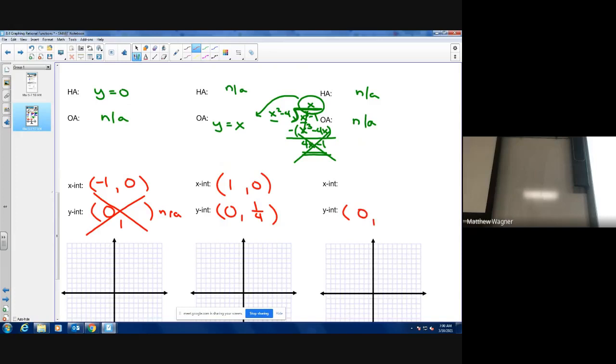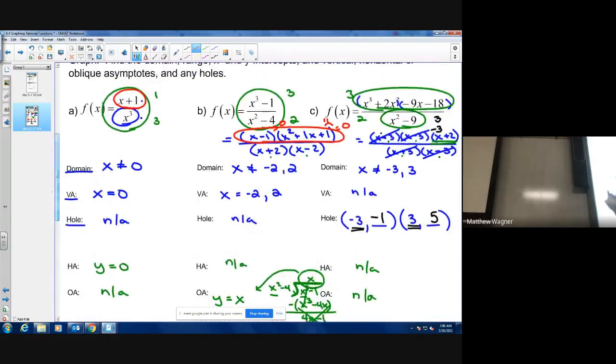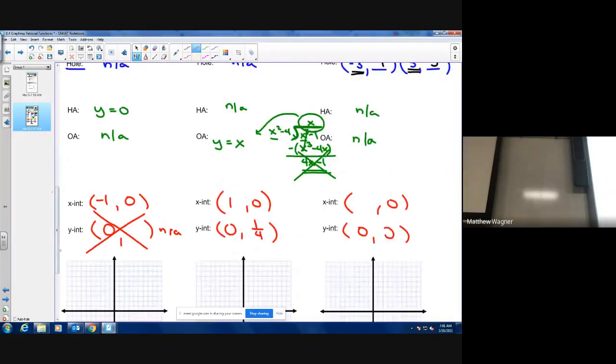Again, the last situation, we want to plug in 0 for x and y. All right. So when I plug in 0 for x to get my y-intercept, negative 18 over negative 9 is positive 2.